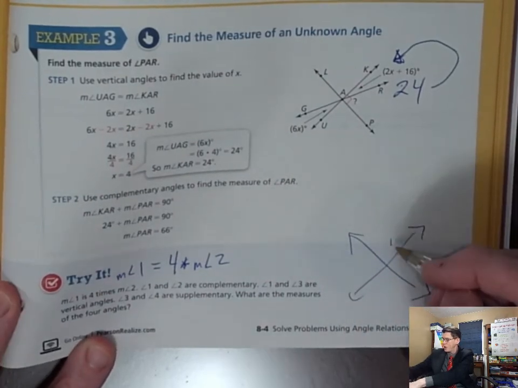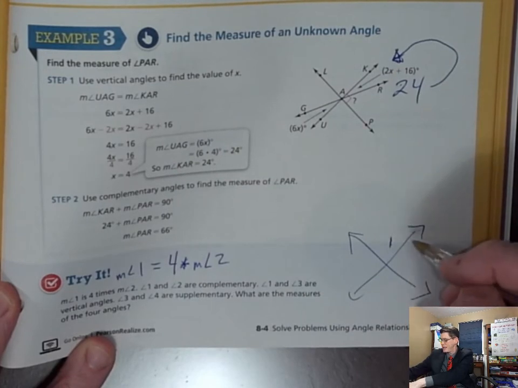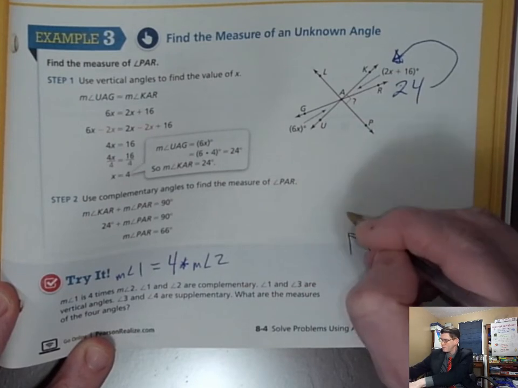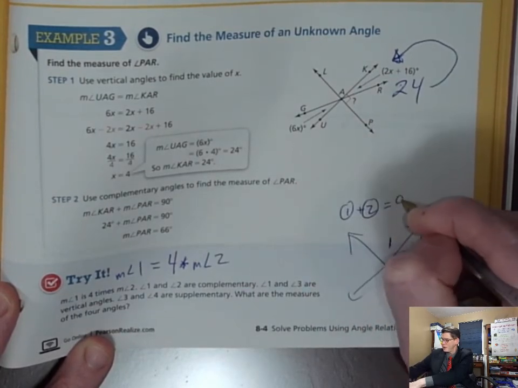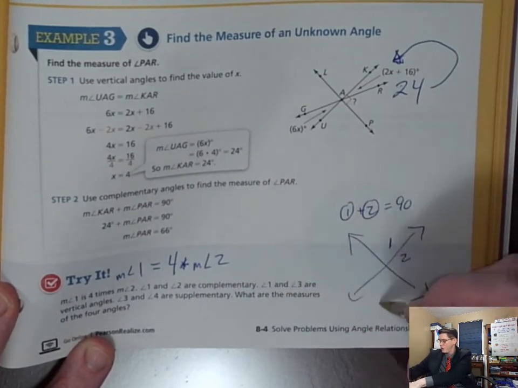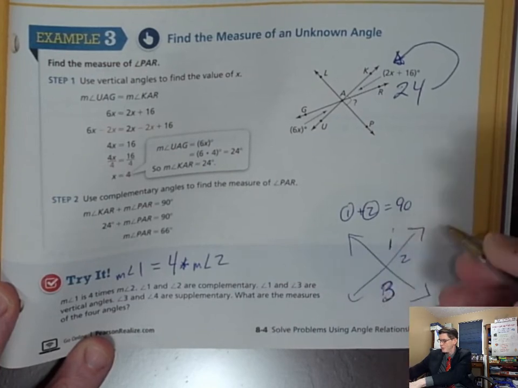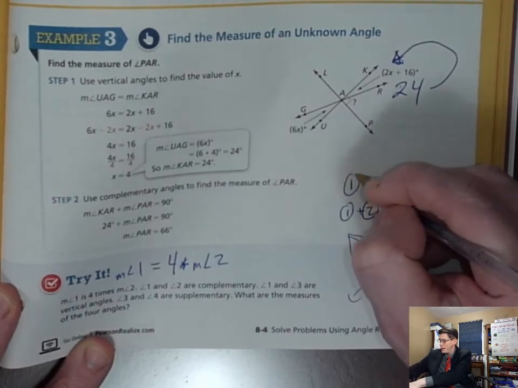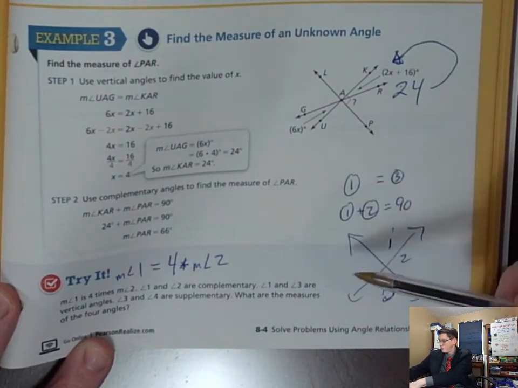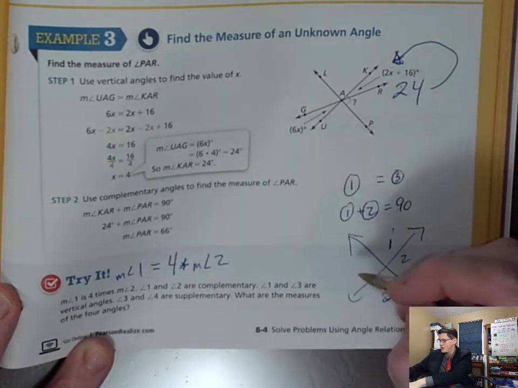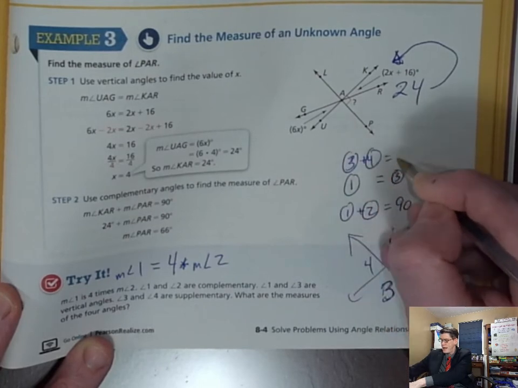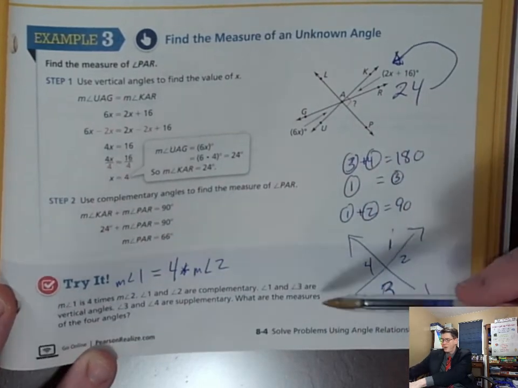Let's see. 1 and 2 are complementary, so the two of them add up to 90. You can see how my drawing doesn't work out very well. 1 plus 2 is 90. 1 and 3 are vertical, so they are across from each other. So 1 equals 3 because they're vertical. And 3 and 4 are supplementary, so 3 plus 4 add up to 180. What are the measures of the 4 angles?